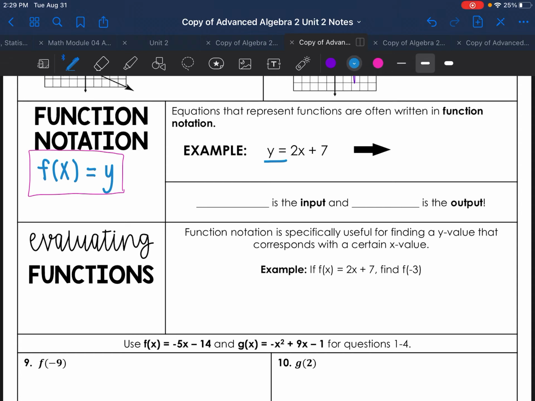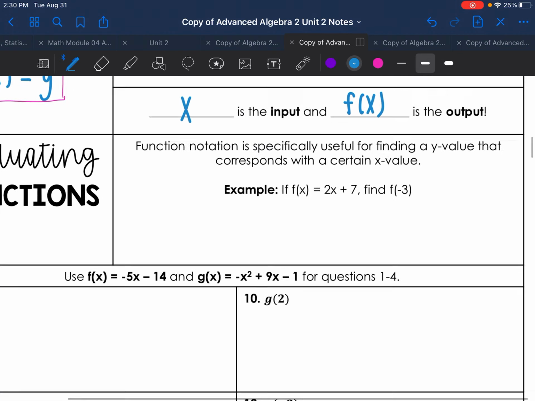This example I can rewrite as f of x equals 2x plus 7, where x is my input, f of x is output. That last little bit really probably doesn't mean a whole lot to you. You probably don't have to remember that. Let's get into the example.